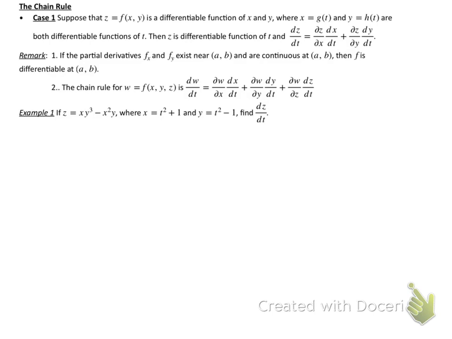The second remark is when you have a function that depends on three variables, then my three independent variables will be x, y, and z. Then my dependent variable, I'll call it w. Then w depends on x, y, and z altogether, but all of them only depend on t. So w is a function of t. Then the chain rule is dw/dt equals partial w partial x dx/dt plus partial w partial y dy/dt plus partial w partial z dz/dt.